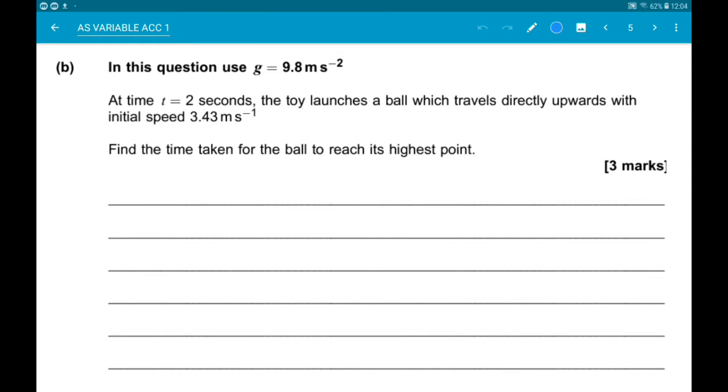So at time t equals 2 seconds, the car launches a ball which travels directly upwards with initial speed 3.43 meters per second. We want to find the time taken by the ball to reach its maximum height. Okay, so we don't care about the car now at all. So, do we know displacement of the ball? No. We know its initial speed. So, u is 3.43.